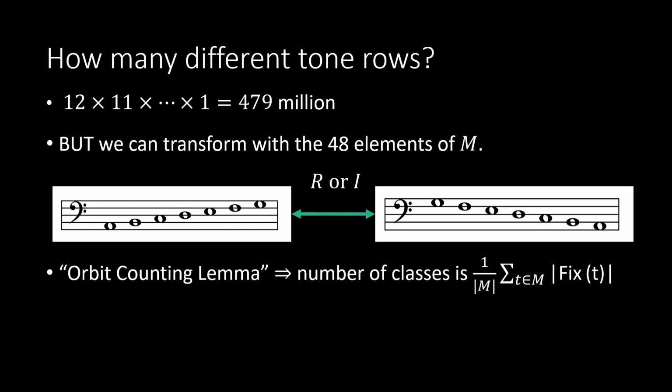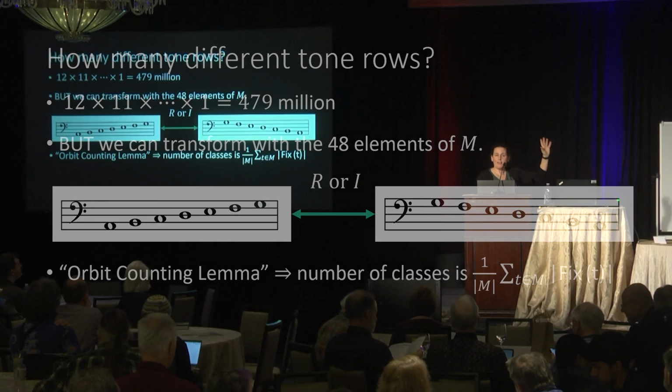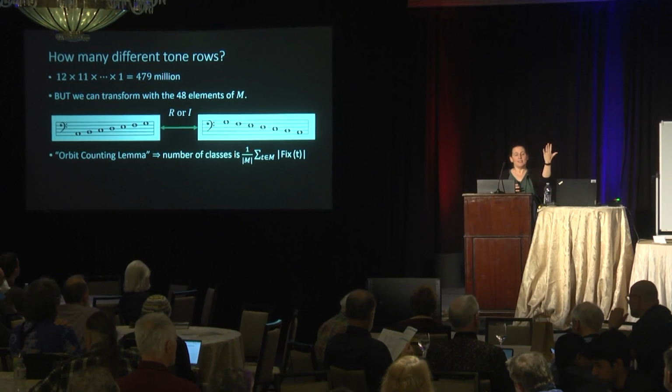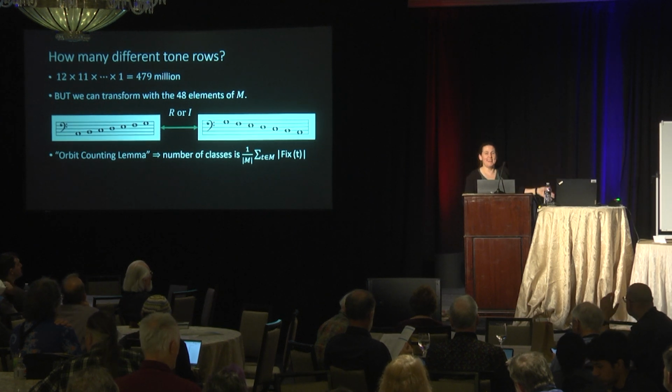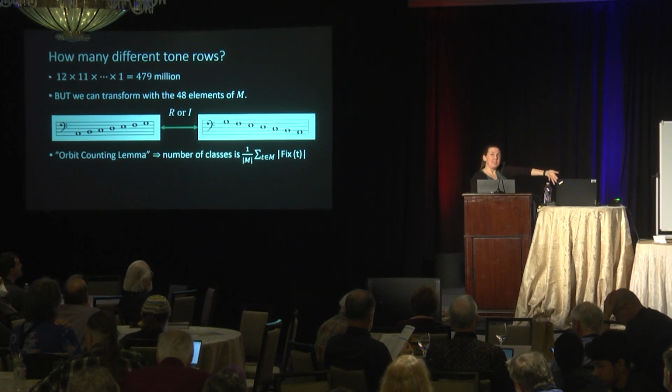You work through just the 48 elements of your musical symmetry group, and you work out how many tone rows they leave fixed. So that thing, I know it's not a full tone row, but that example there on the left, if we did retrogression and inversion, it leaves it the same. So retrograde inversion would leave that motif looking the same.